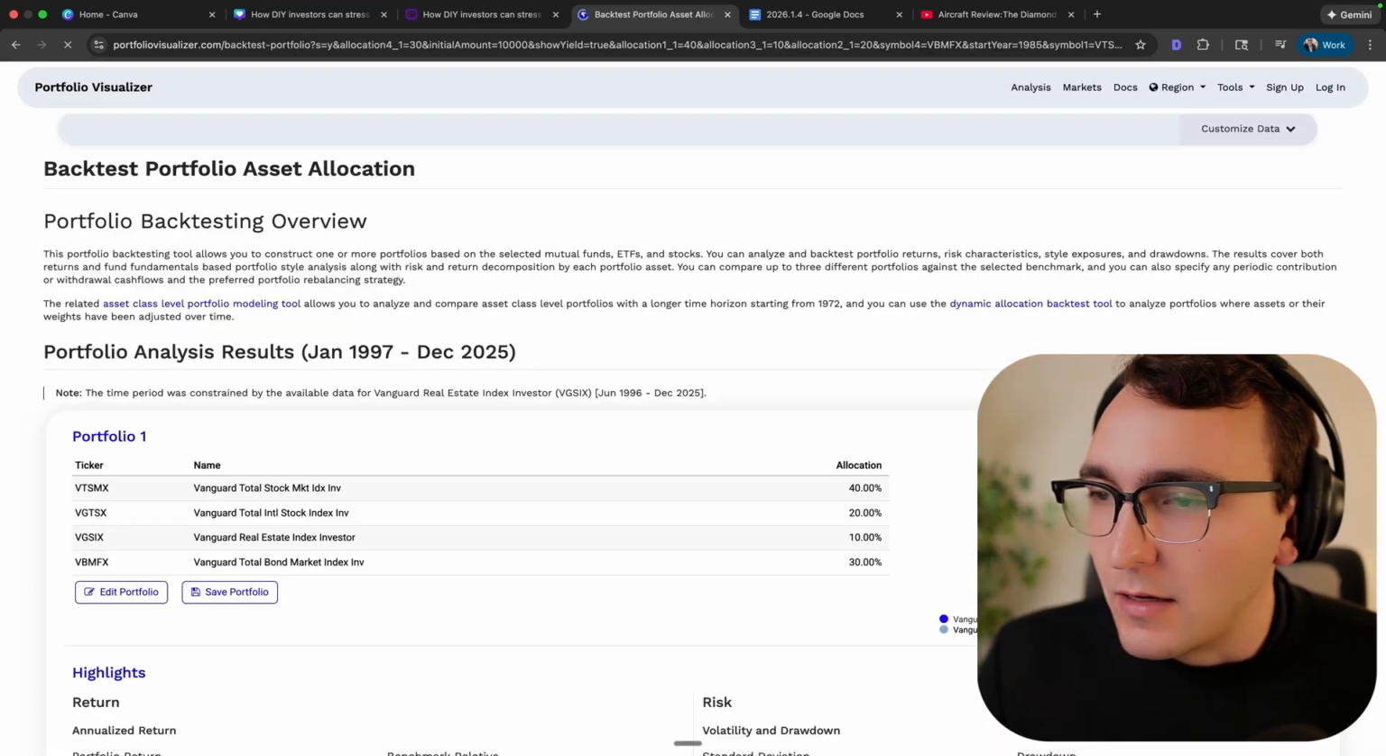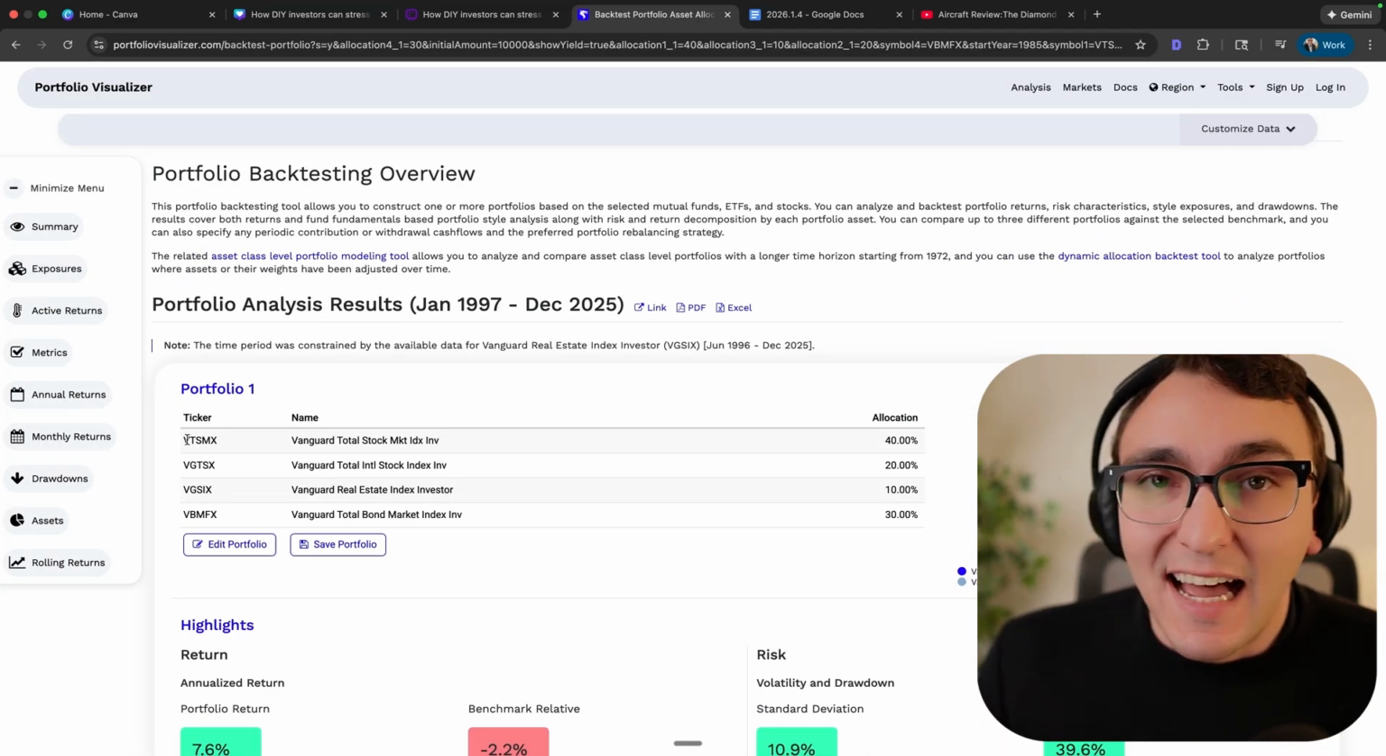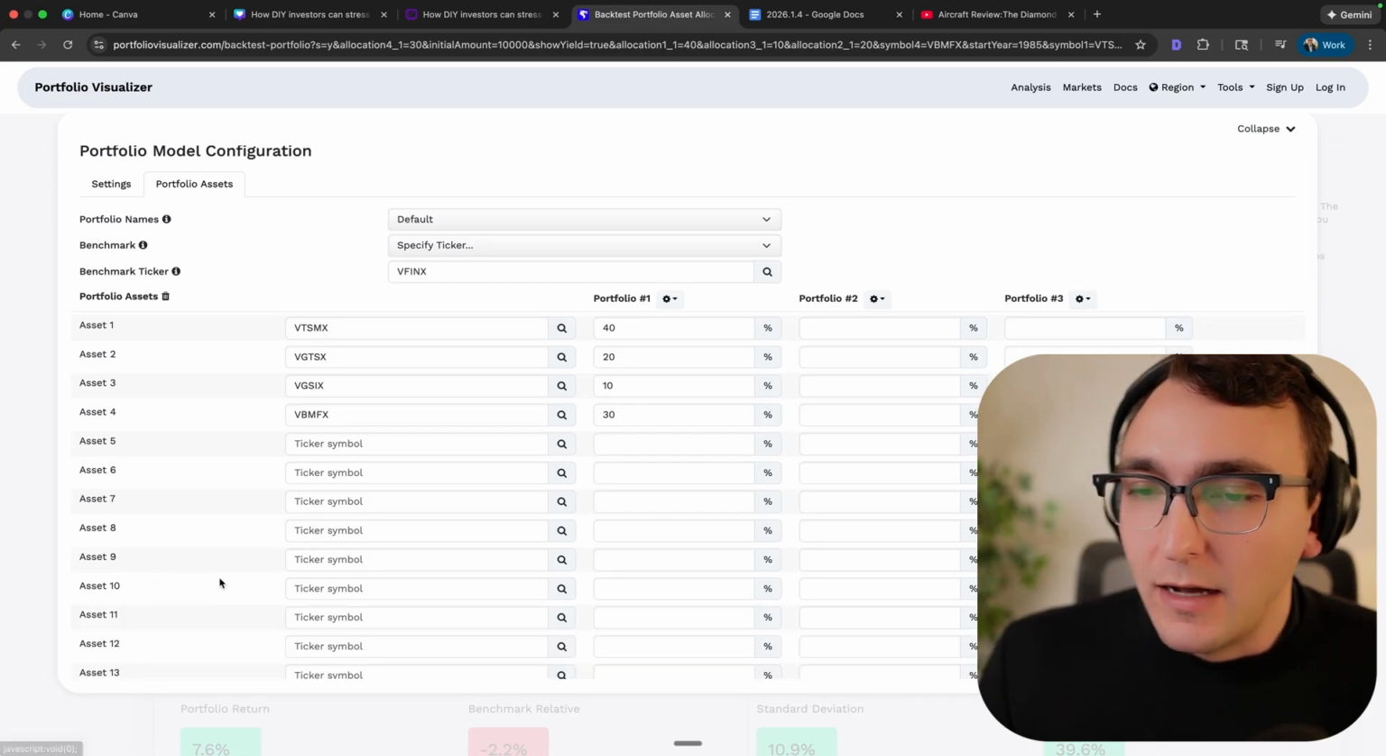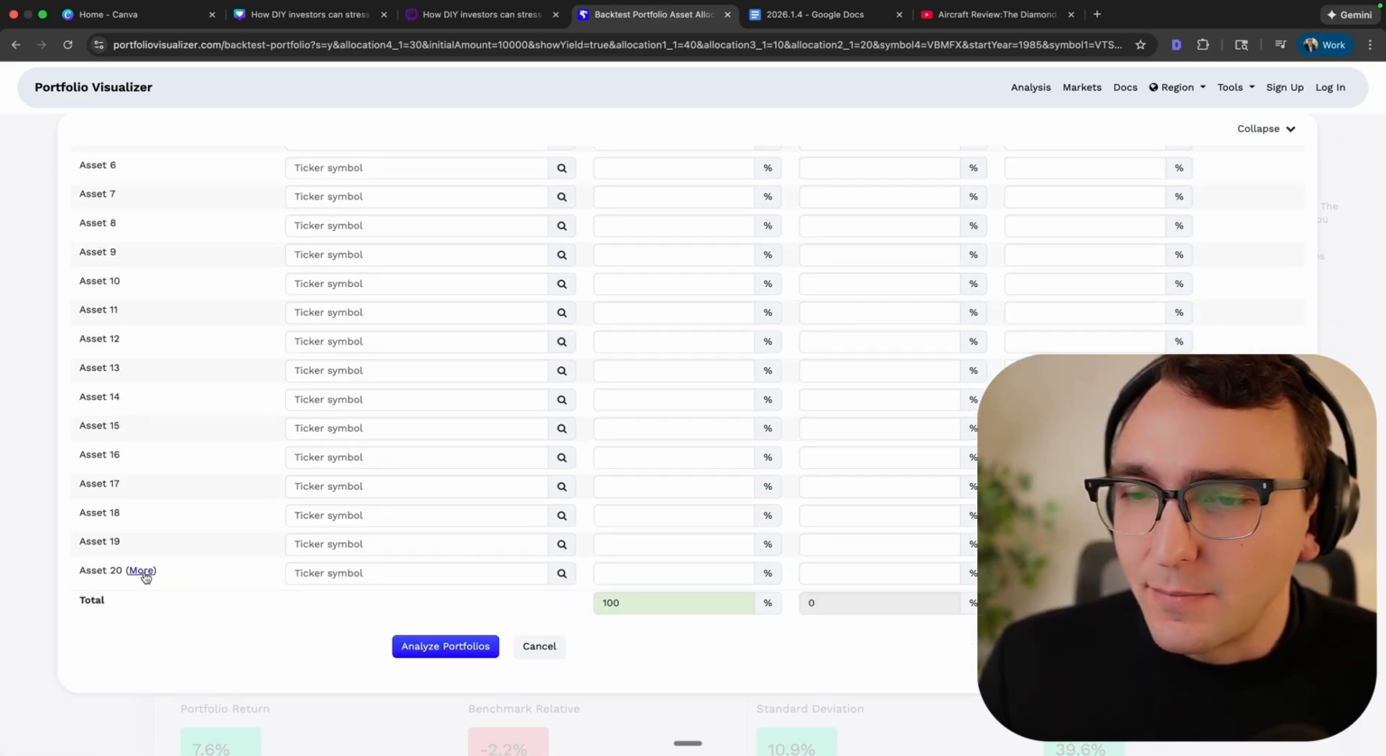Here's the same lady telling us how to use this tool. And then you can see live fund data here. And you can edit this portfolio. You can add dozens and dozens of funds. I think at some point it runs out.